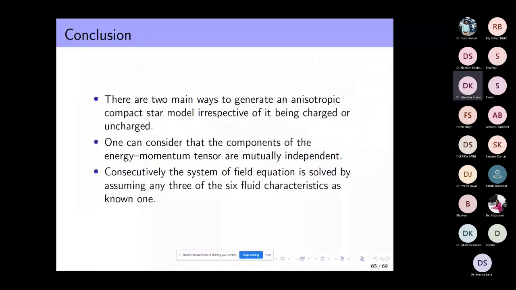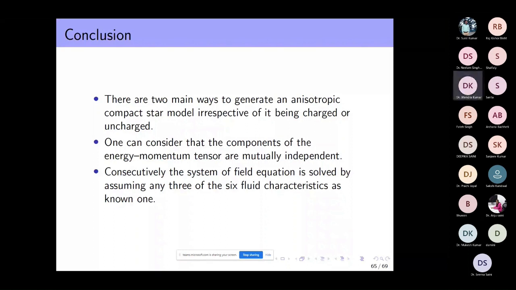So here we have some conclusions regarding this talk. Basically we have two approaches to generate the anisotropic compact star model: one is the charged model and another is the uncharged model. Charged model means there will be some terms q of r, so q of r will not be zero for those models. Because the charge is directly proportional to the radius, it means at the center the charge will be zero.